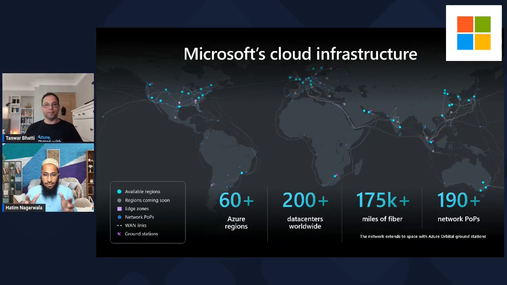So Tashwar, I see there are 60 plus Azure regions over here, and there are more than 200 data centers. But I had one question about what exactly a network POP or an edge zone is, because I see one network POP around your region, and there is one network POP around my region as well. So I wanted to understand what exactly network POPs are.